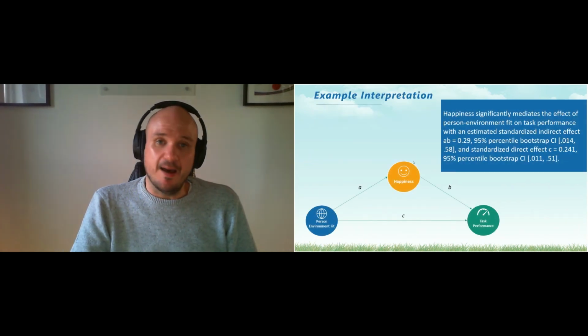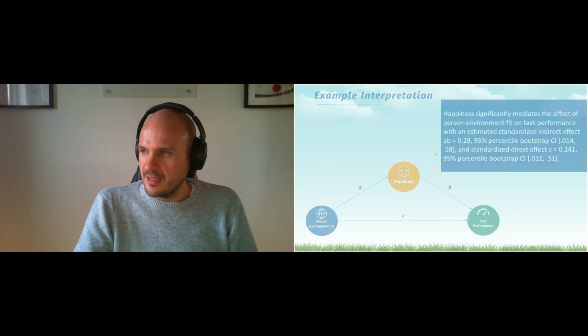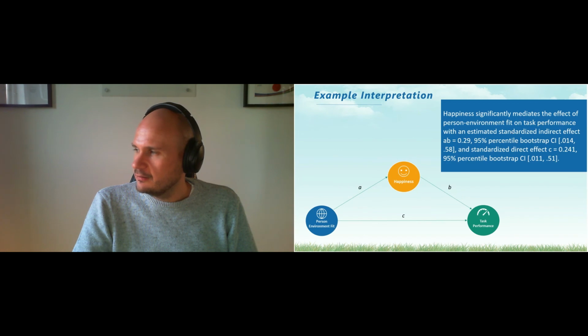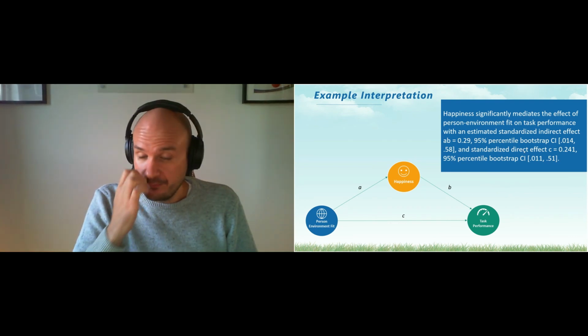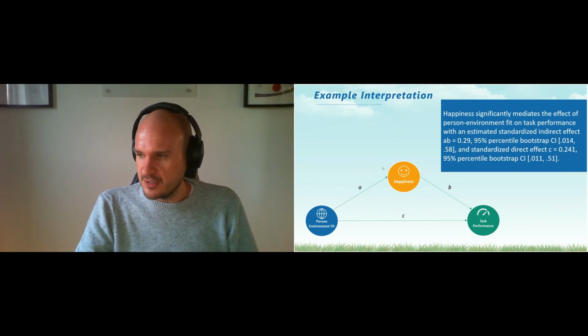So how would we write this up? We would basically say that happiness significantly mediates the relationship between person-environment fit and task performance, with an estimated standardized indirect effect of 0.29. That's this estimate. And the percentile of the bootstrap, the bias-corrected bootstrap, is from 0.14, and that does not include 0. I see I entered the unstandardized effect here. The same principle applies. I just didn't put the results into the slide, but you would write exactly the same thing out from the standardized results.